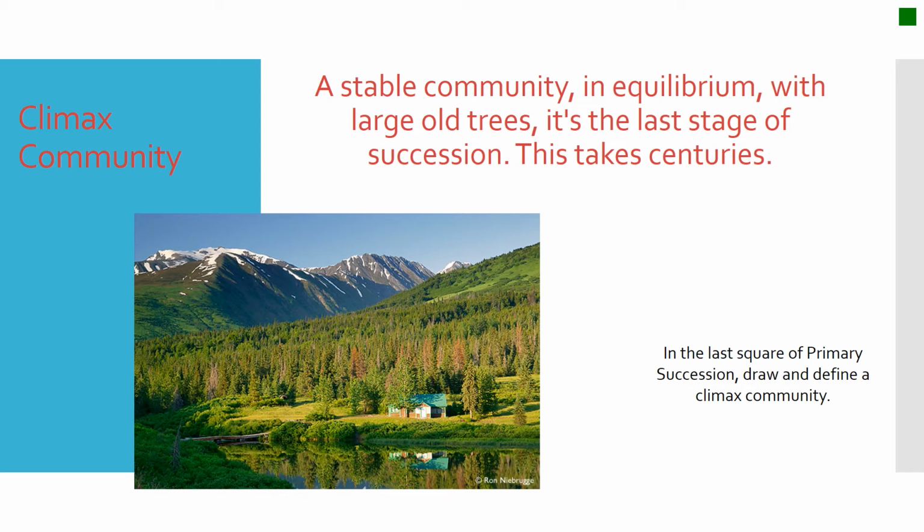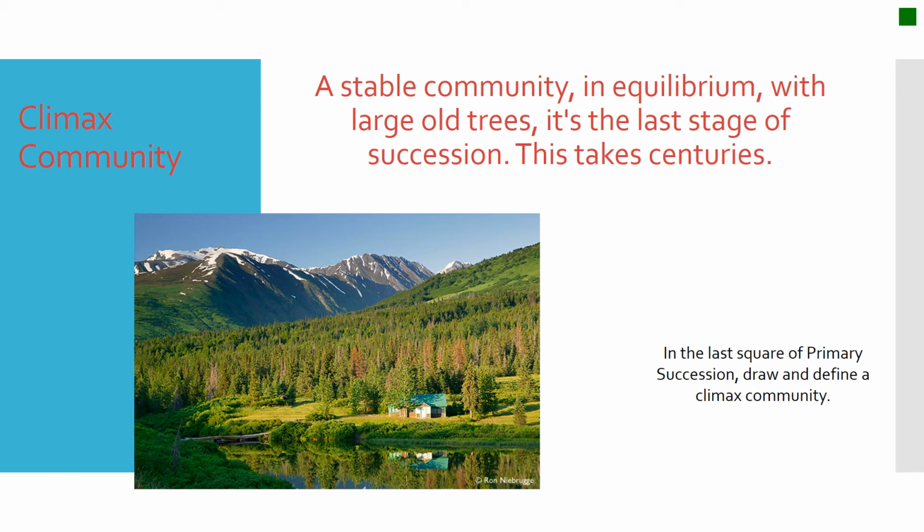Whenever we see a lot of trees, we consider that to be a climax community, all right? This is going to be a stable community. It's an equilibrium, which means nothing's really going to disrupt it. Everything's working the way it should be. Everything's nice and balanced. Everyone has what they need to grow.